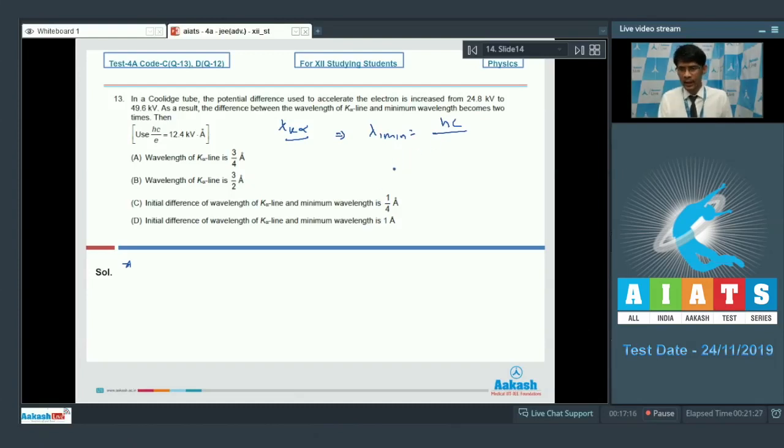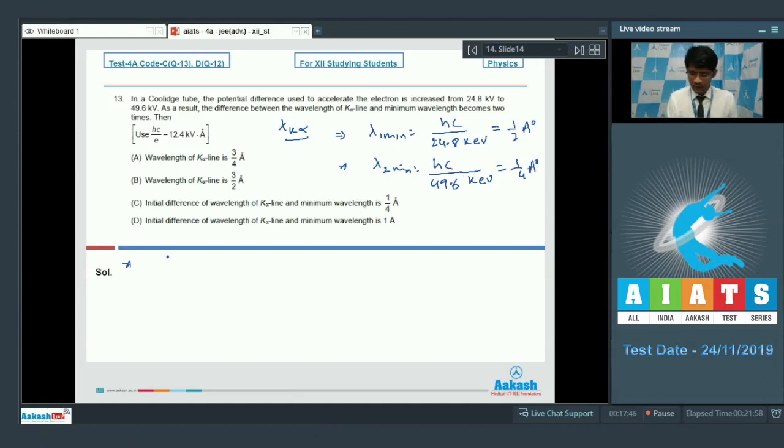Delta E will be the energy. That means here 24.8 kilo electron volt. That comes out to be 1/2 angstrom. Now, further calculation, in case the potential difference has been increased to 49.6 kilovolt. Here I'll be getting hc by 49.6 kilo electron volt. That's the energy here. It is coming out to be 1/4 angstrom.